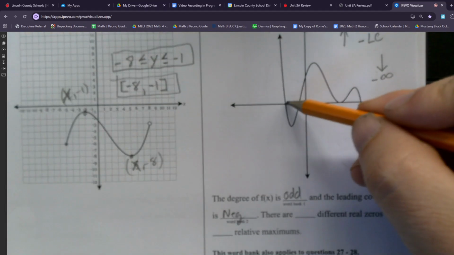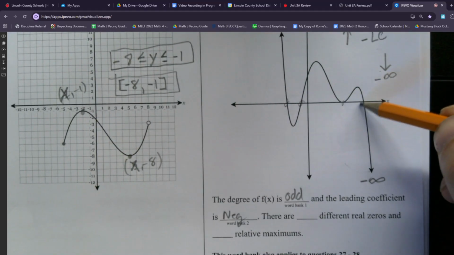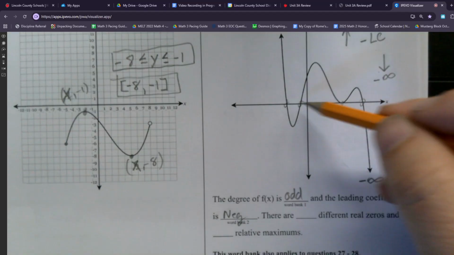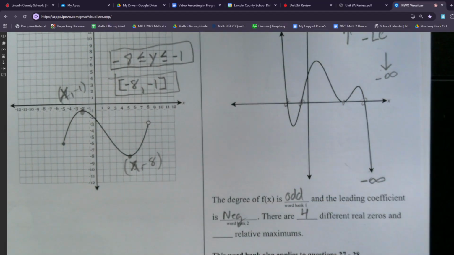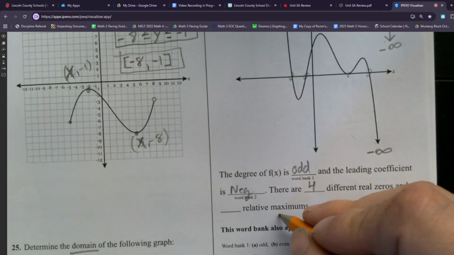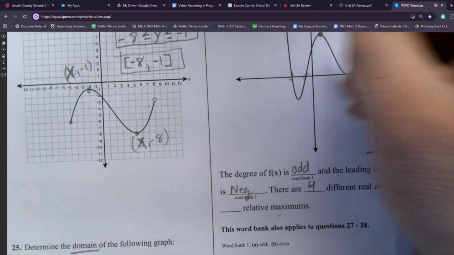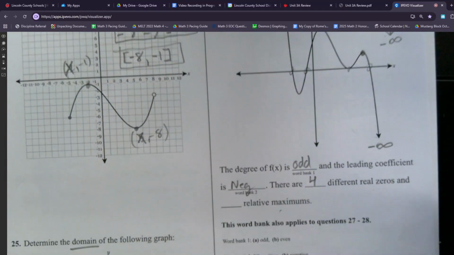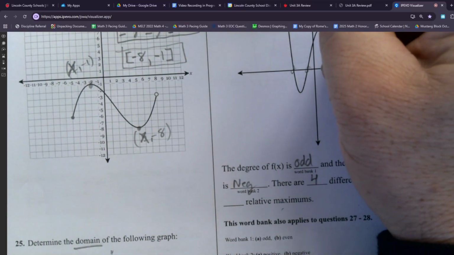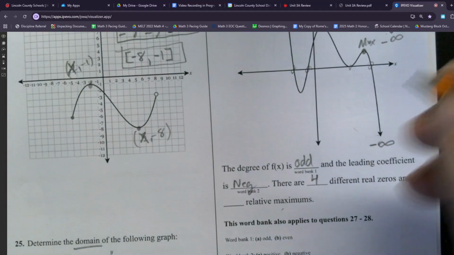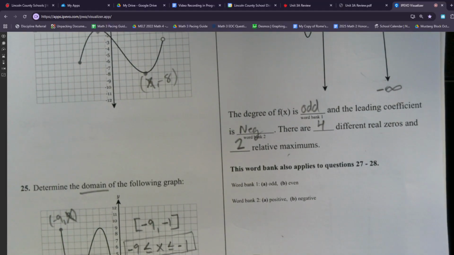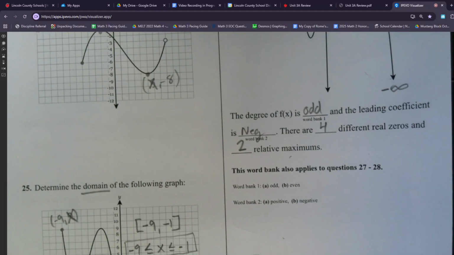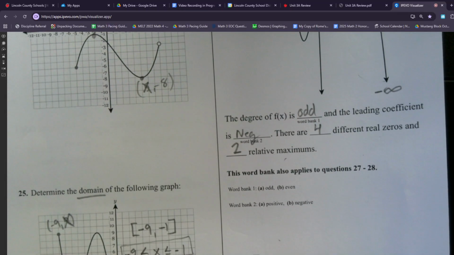Different real zeros, you got 1, 2, 3, 4. That's just a double root, but that doesn't matter. Still distinct or a different zero. 1, 2, 3, 4. So there's 4 different real zeros, and we're looking for relative maximum. So here's a maximum here, here's a maximum here. So that's a max, that's a max. So you have 2 relative max. So that would be your answer. Okay. All right.